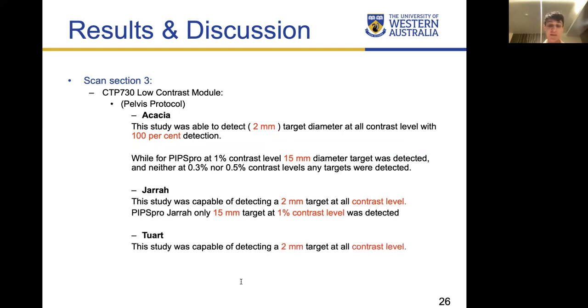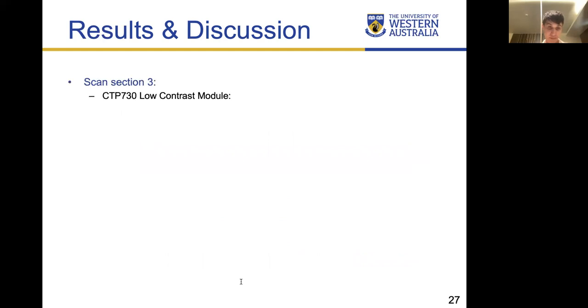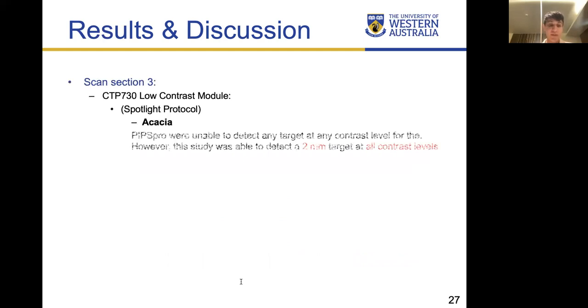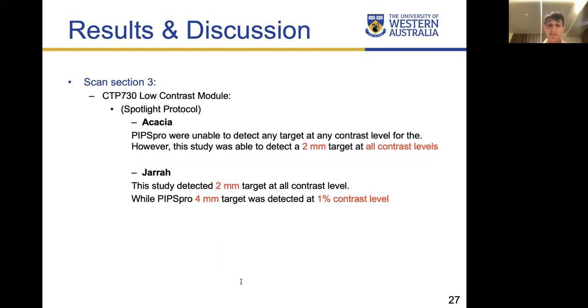For Thorat, this study was capable of detecting a 2 mm target at all contrast levels. The target of 60 mm diameter was detected at 0.5 and 1% contrast level. For Spotlight protocol, Acacia, PIPS-Pro was unable to detect any target at any contrast level. However, this study was able to detect a 2 mm target at all contrast levels. While for JARA, the study detects again a 2 mm target at all contrast levels, while with PIPS-Pro a 4 mm target was detected at 1% contrast level.